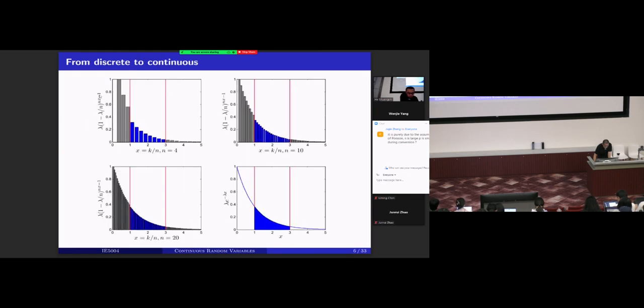If we wish to know the probability that it takes a value within a and b, I just draw a picture like this. I draw histograms for each case with a fixed value of n. For example, the first picture is for n equal to 4. How do we represent those probabilities? Each probability is represented by a bar like this. You see, for example, the first bar: the height of the bar follows this expression.